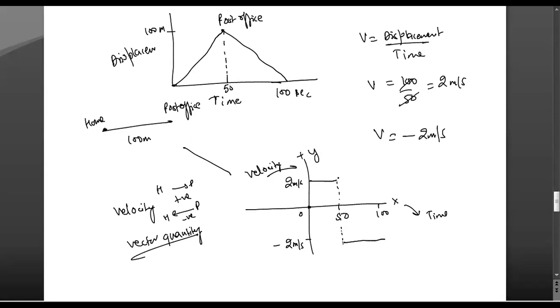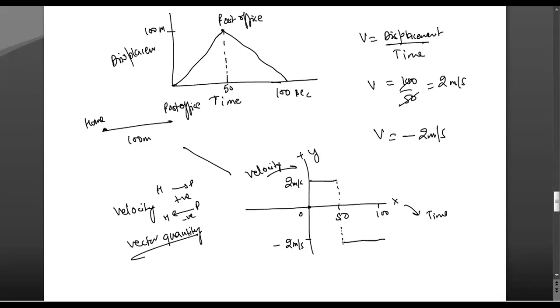But when she starts returning home after the 50 seconds, her velocity becomes minus 2 meter per second, and this minus 2 meter per second remains from 50 to 100 seconds. Okay, got it?